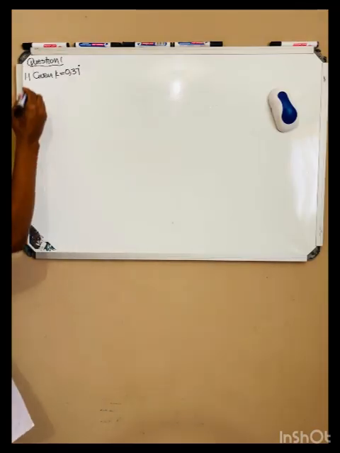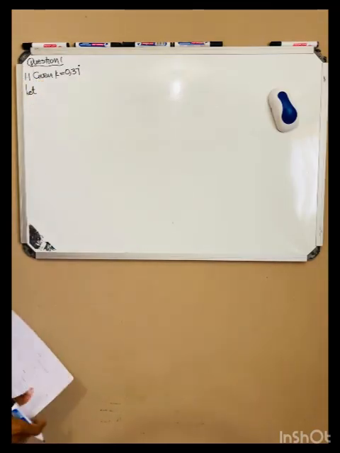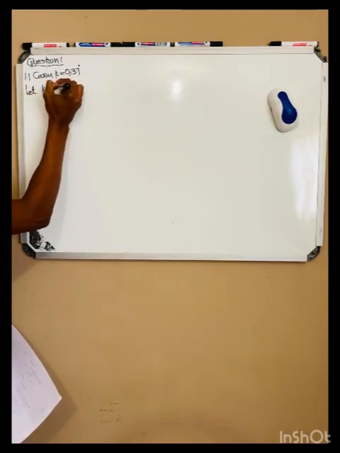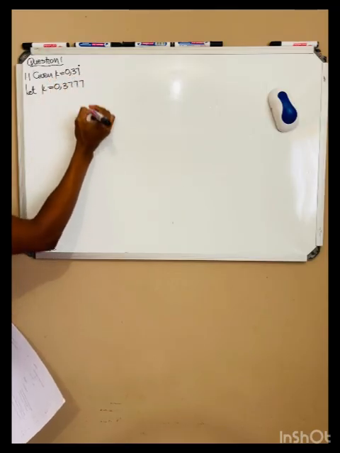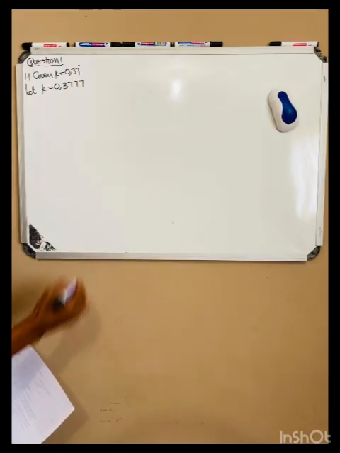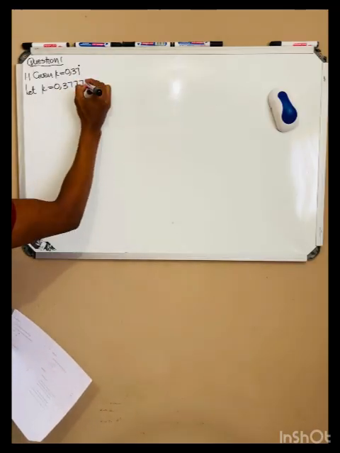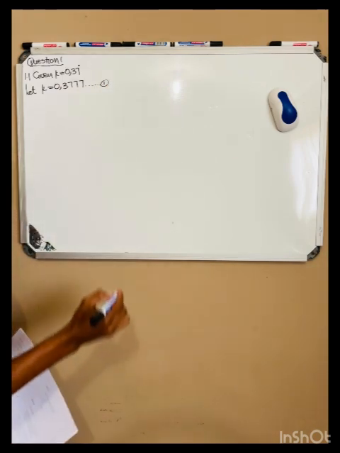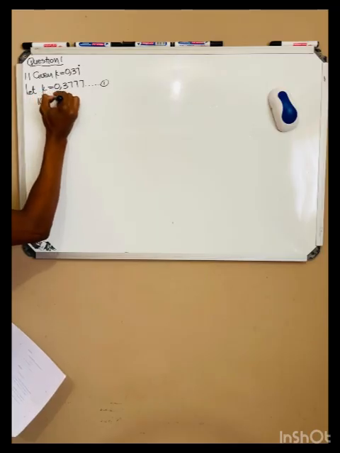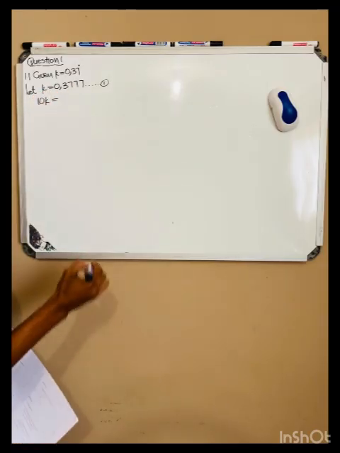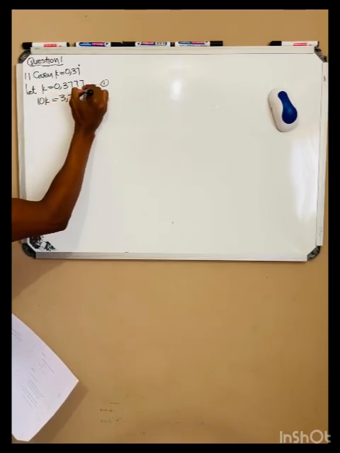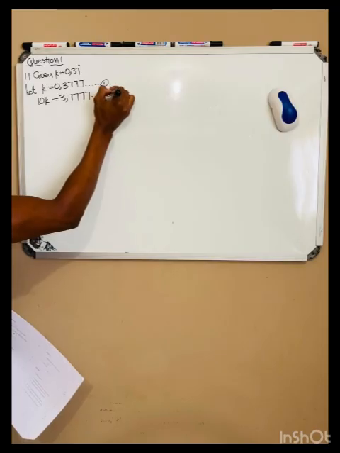Now, the first step, you'll say let k equal 0.3777, because they're talking about k here. 7 is the one that is recurring. Then I'm going to write 4 digits after the decimal point. This is my equation number 1. Then I'm going to multiply equation 1 by 10. So 10 multiplied by k is 10k, and 10 multiplied by 0.3777 gives 3.777. And this is my second equation.